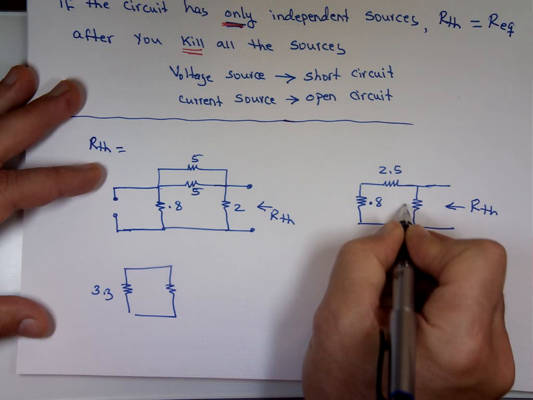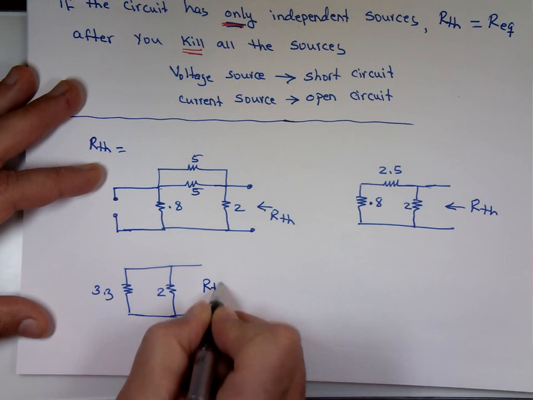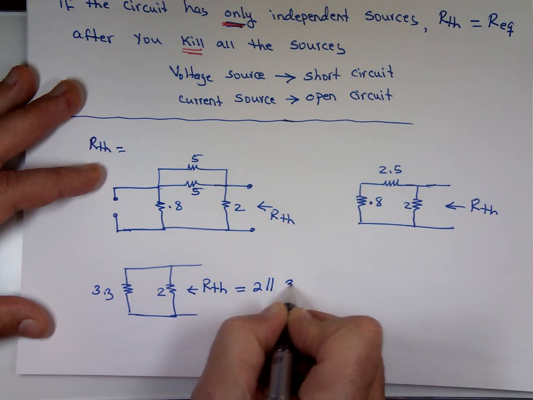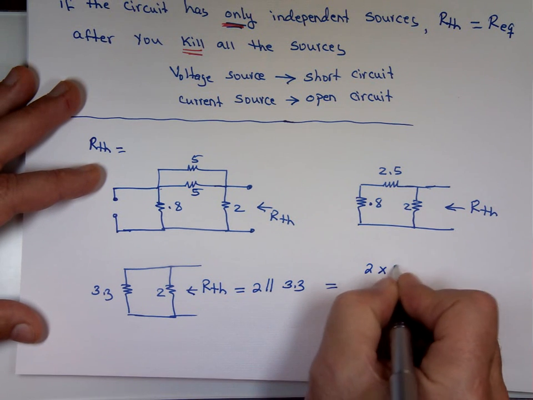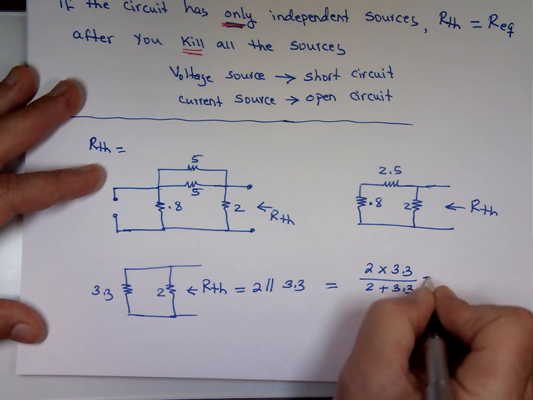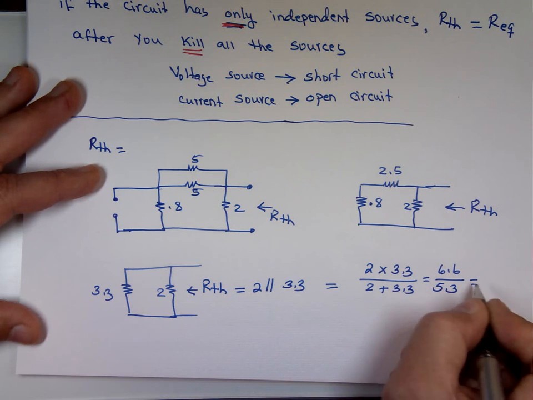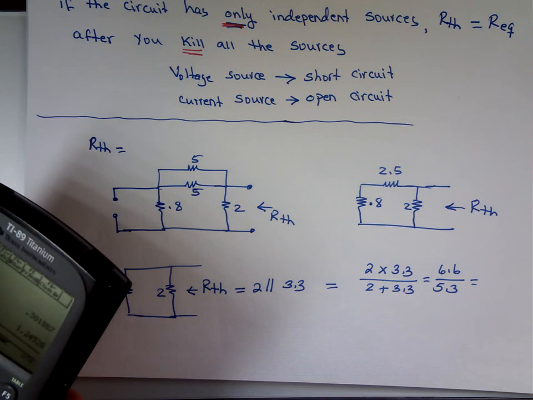That's a 2 here. A 2. And what is R Thevenin looking back? It's 2 in parallel with 3.3, which is the product over the sum. That's 6.6 over 5.3. So my R Thevenin is 6.6 divided by 5.3, 1.25.